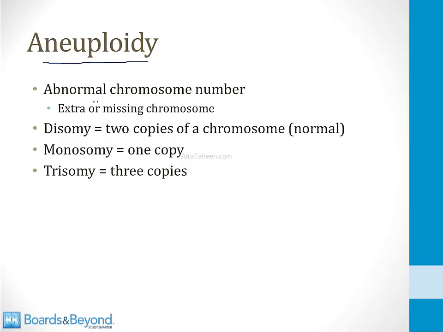Aneuploidy means an abnormal chromosome number, either an extra or missing chromosome within a cell. Disomy means two copies of a chromosome. This is the normal state. Monosomy means a cell contains only one copy of a chromosome. This is a form of aneuploidy. Trisomy is also a form of aneuploidy. This means a cell contains three copies of a particular chromosome.